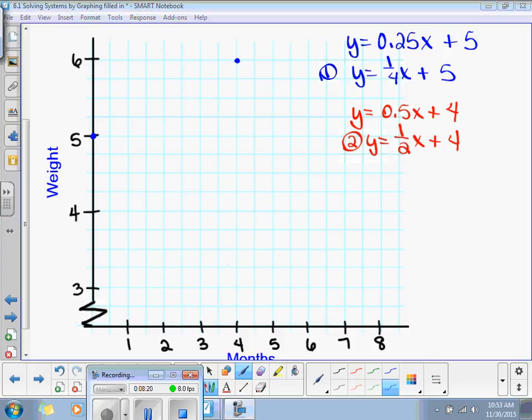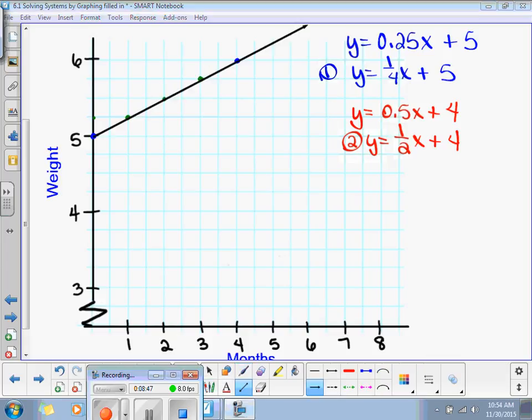Why is the graph so big? Well, I think I originally, see how there's 4 sections here? I originally was graphing the 0.25. So if you look at that, it would be up 0.25 and to the right 1. So that's where that would be. Okay? And then there's the graph of your line.